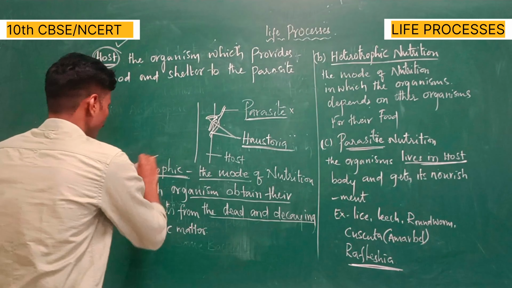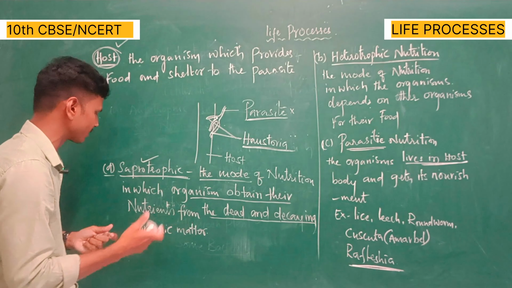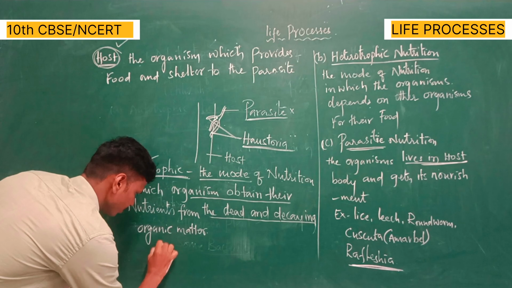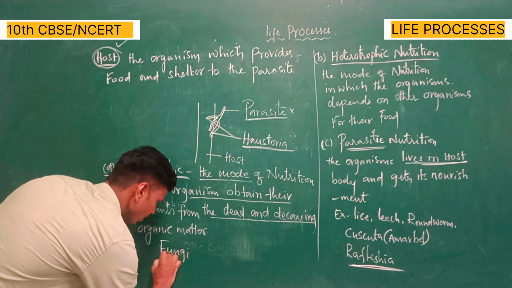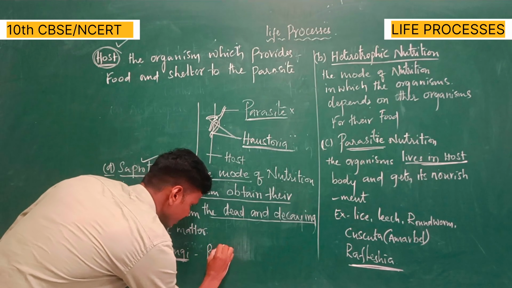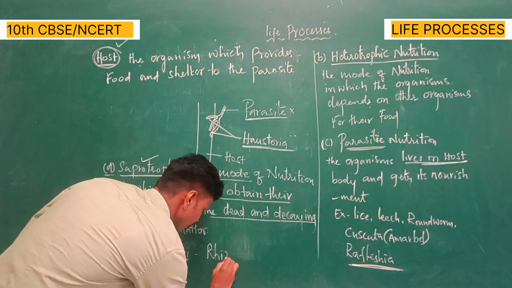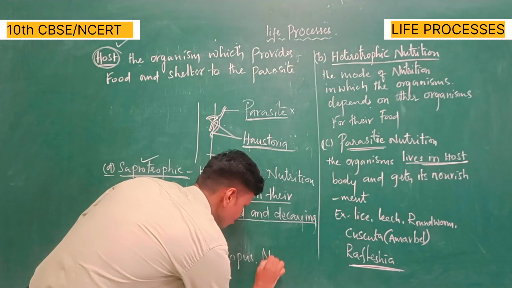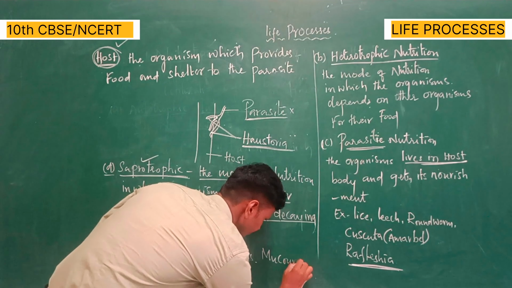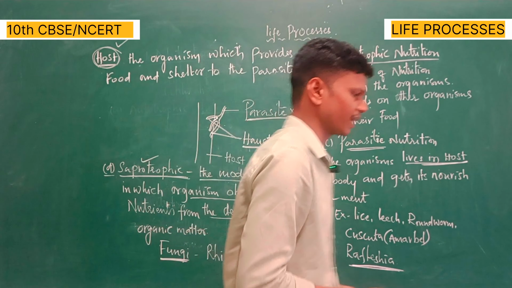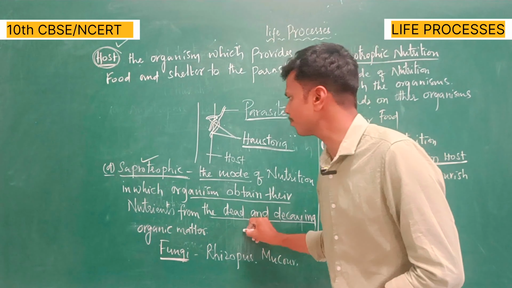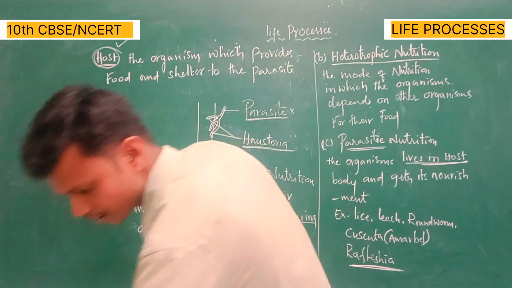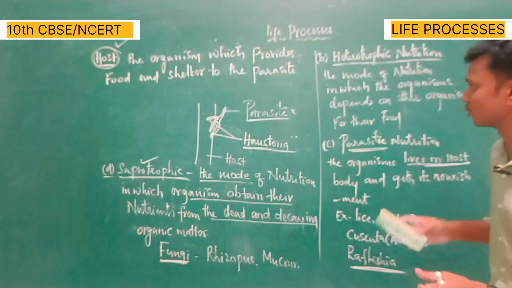Okay, so by this you will know the examples. If you take saprotrophs, the first example is fungi. In fungi, Rhizopus, and many mushrooms. These are all examples for saprotrophic nutrition. Hope you are writing. Again and again I am saying to note it down.